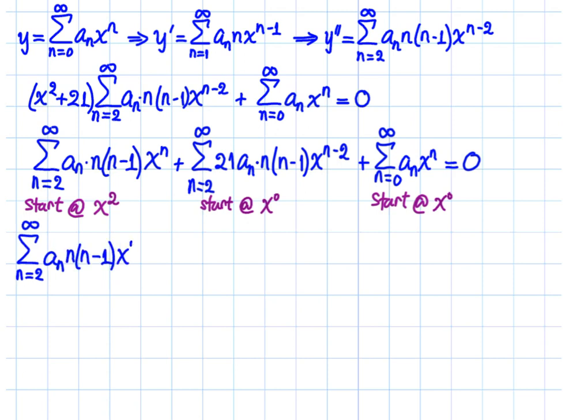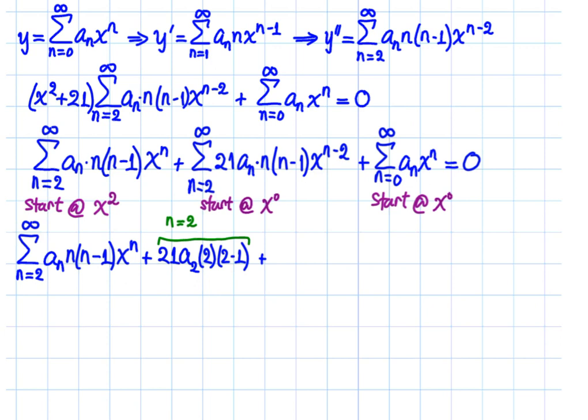I should start to write more compactly now because this takes more space. For the middle series, we need to make it start at x squared also. So let n equal to 2 for a moment. We're going to have 21 a2, 2 times 2 minus 1, so times 2, 2 minus 1. x to the 2 minus 2 will be x to the 0. So when n equal to 2, we have this term, which is just a constant. It would not be included in the power series.